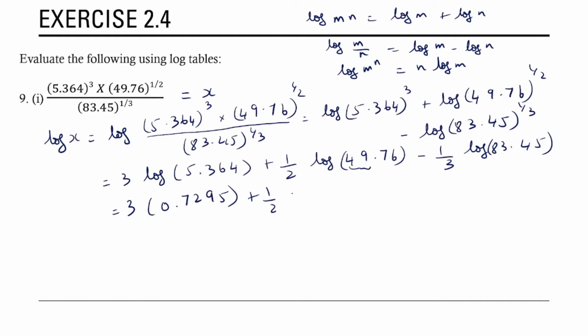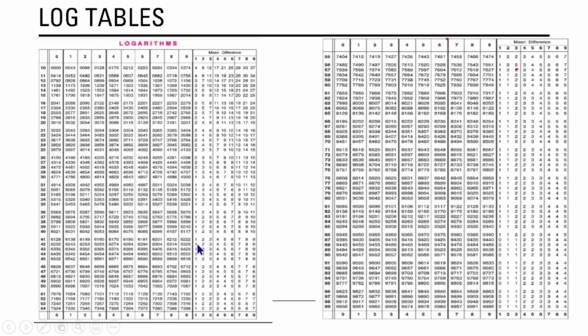So the characteristic is 2 minus 1, which is 1. So it is 1 point. We have to see 49, 7 and the mean difference corresponding to 6. So for 49, 7, it is 6964 plus the mean difference corresponding to 6 is 5. So it is 6969, 1.6969.